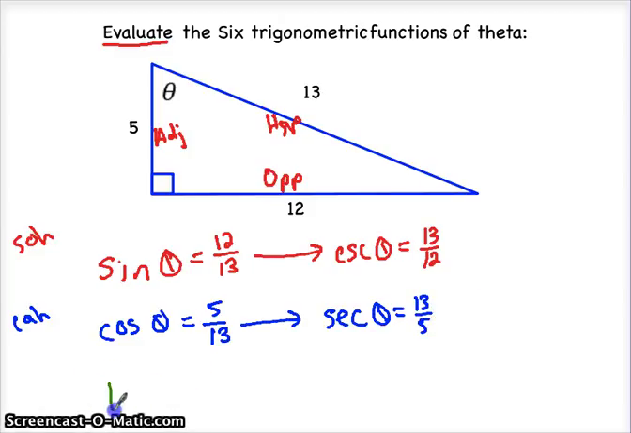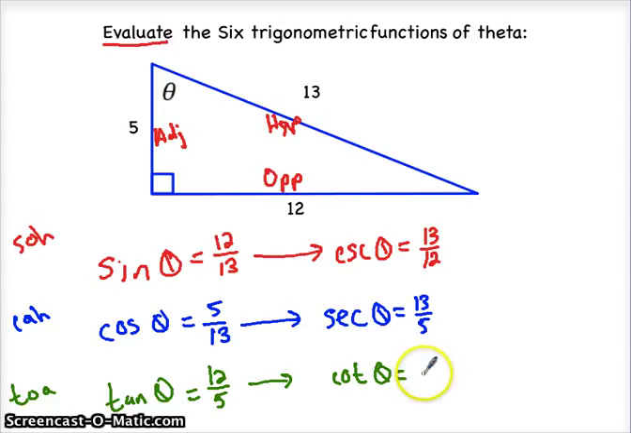Lastly, we need to fill in the tangent, which remember from SOHCAHTOA is TOA, the opposite, 12 over the adjacent, 5. And its reciprocal, the cotangent, COT, of theta, which will be 5/12.